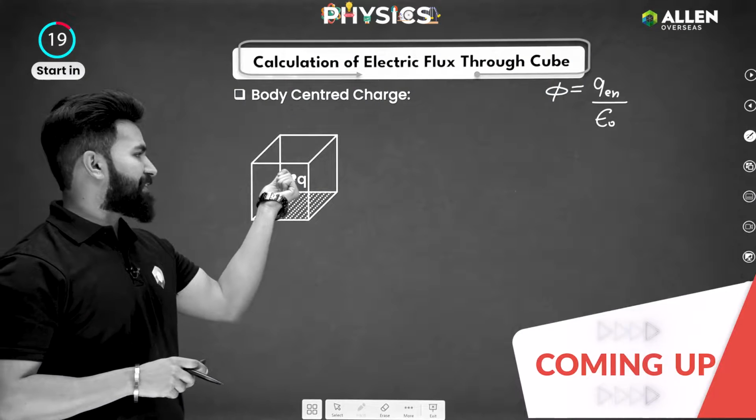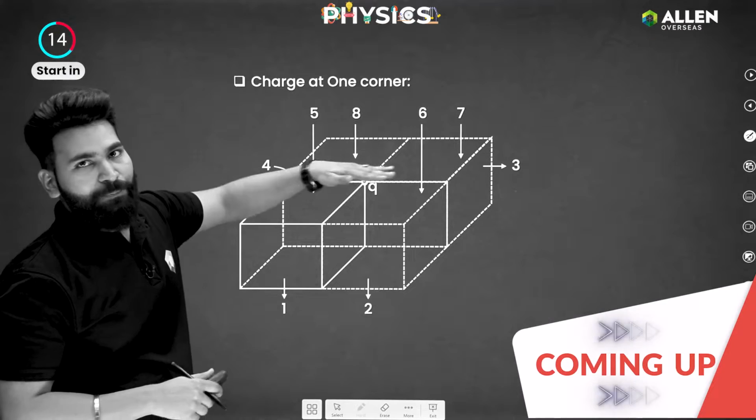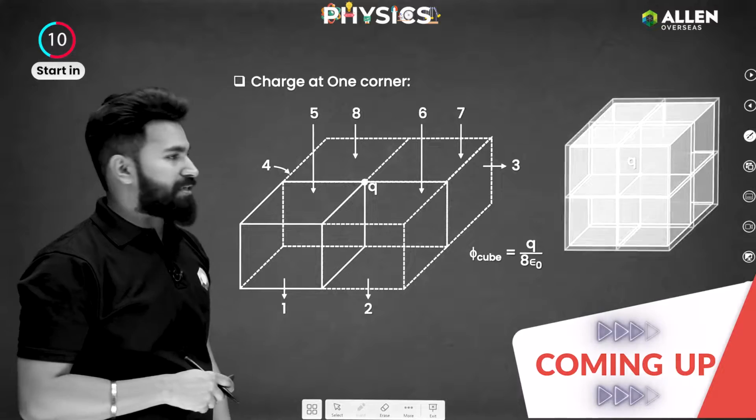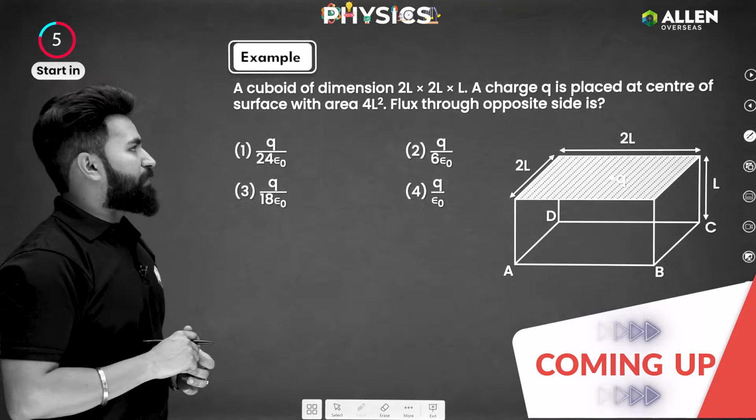That the charge is placed at the center of this cube to cover the upper part of the charge. So it will somewhat look like this. What will be the flux through the opposite side?